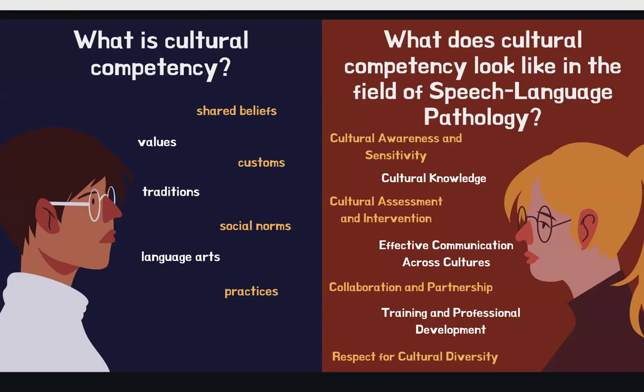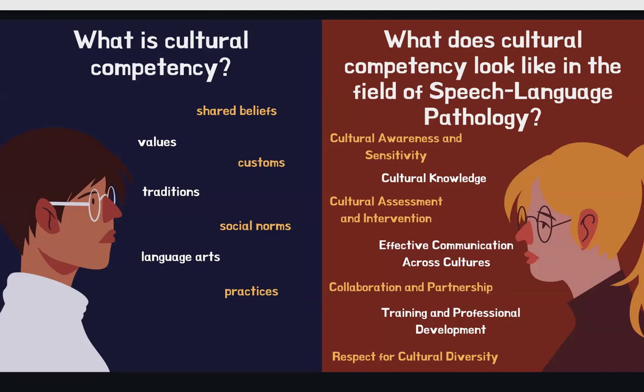A culturally competent SLP also possesses strong communication skills that allow them to interact effectively with people from diverse cultural backgrounds. They are able to listen actively, communicate clearly and respectfully, and adapt communication styles to match the cultural preferences of others. Culturally competent SLPs value collaboration and partnership with individuals and families from diverse backgrounds. We must engage in collaborative decision-making, seek input from others, and actively involve individuals in the planning and implementation of therapy.